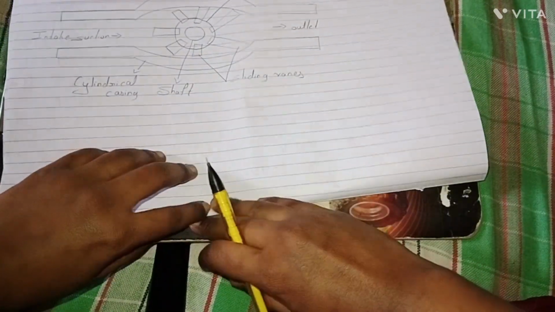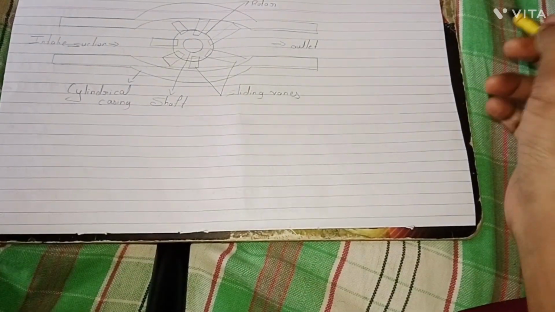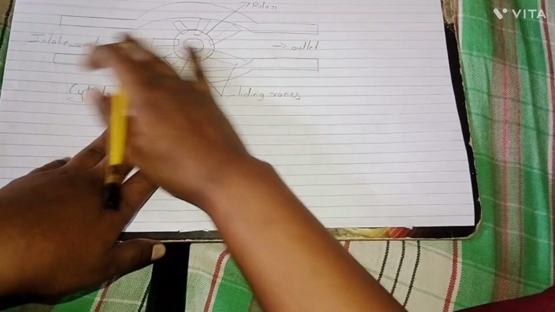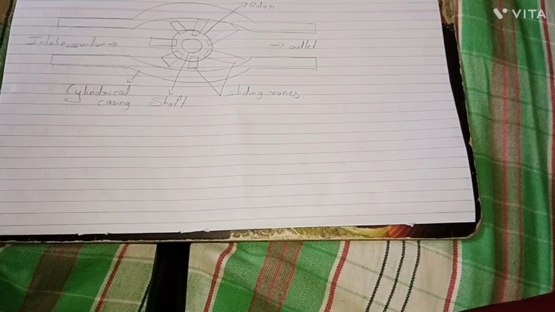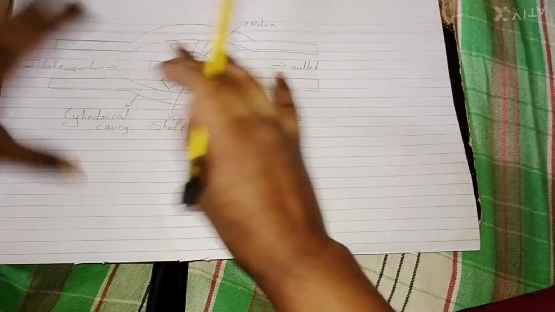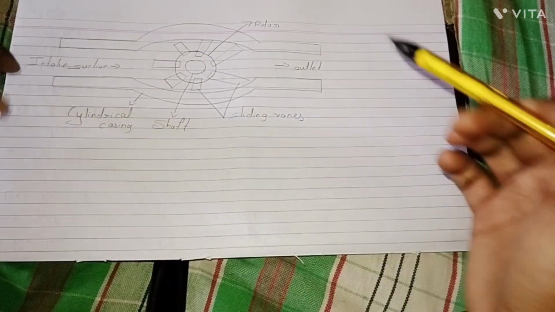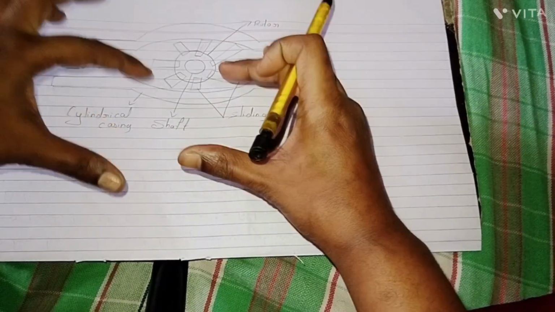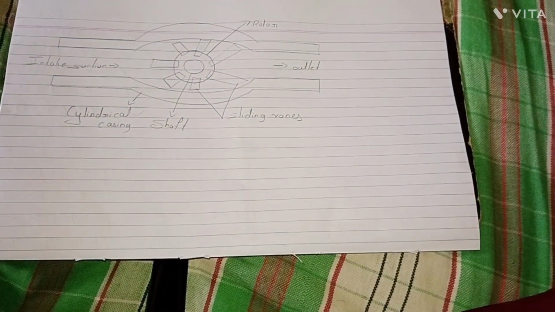See, this is very simple and very easy to understand. So don't go by this diagram; this is a rough diagram. The actual diagram will be displayed on the screen. If you see this carefully, this outer jacket looks like a cylinder, which is why we name it the cylindrical casing.